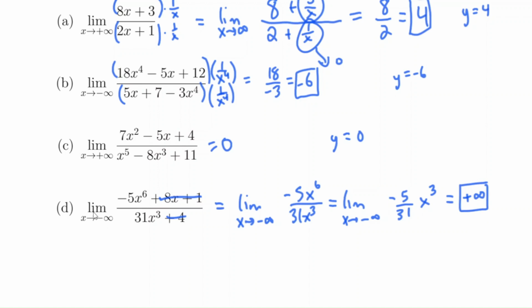If we took the limit as x approaches positive infinity, we plug in a big positive number. If we cube it, we get a big positive number. And then we multiply it by negative, it will be negative infinity. So that's how you look at the end behavior of rational functions.